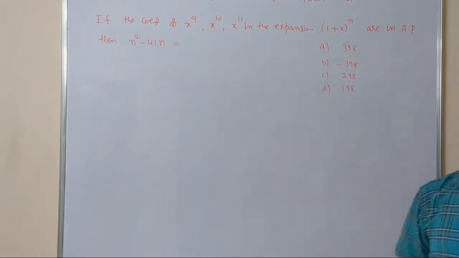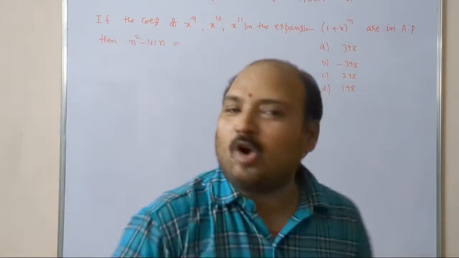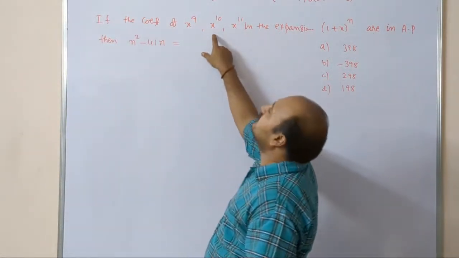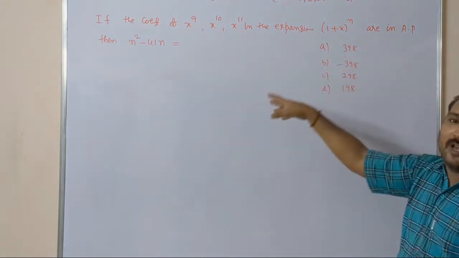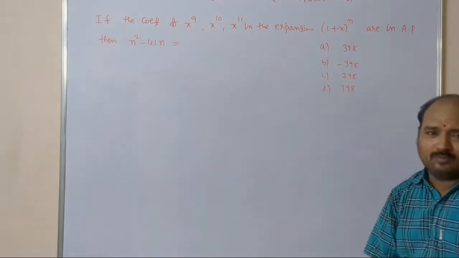Dear students, keep in mind this type of question is very, very important. Anyone, just write in the comments. The general method: x power 9, x power 10, x power 11 coefficients are NC9, NC10, NC11, or in AP means we can write 2 times the middle one is equal to the sum of the extremities. We will write it and follow.